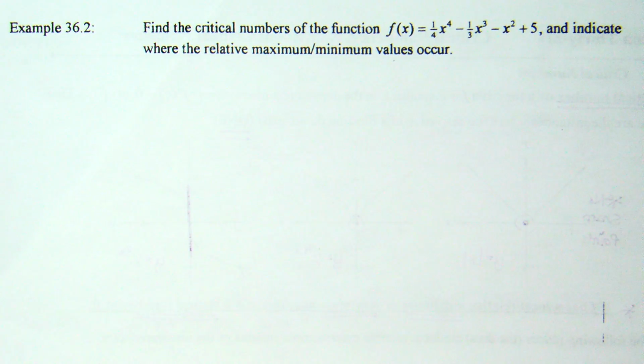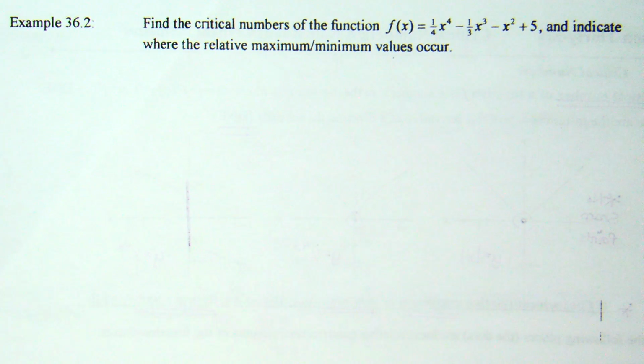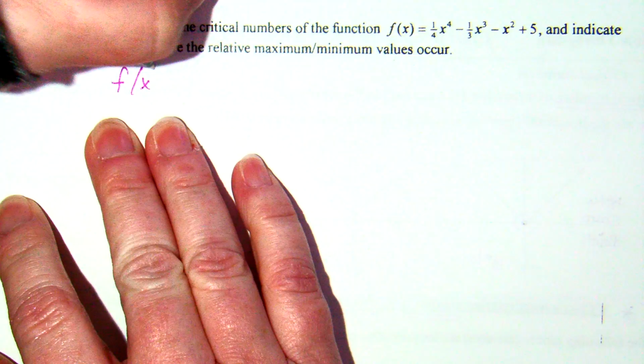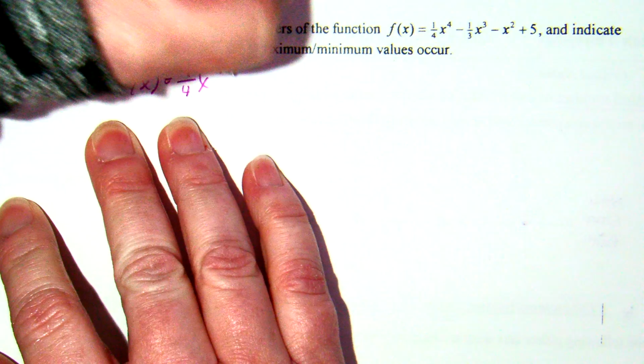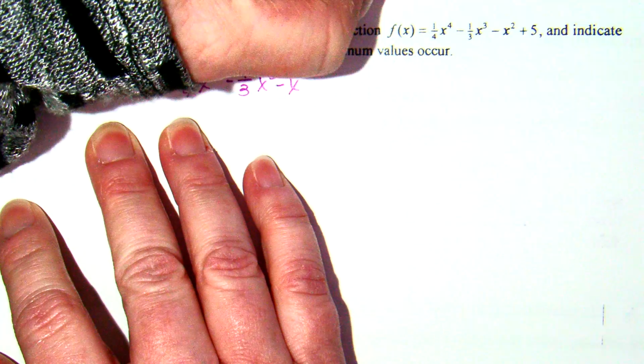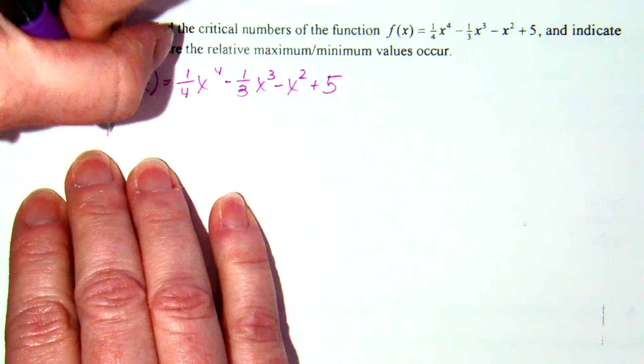So, okay. I think you guys probably told me what we were going to do here. Let me write down my original equation. F of x equals 1/4 x to the 4th minus 1/3 x to the 3rd minus x squared plus 5. So what did you guys start off doing? Take the derivative. Critical numbers. Anytime you hear those wordings, critical numbers, derivative.